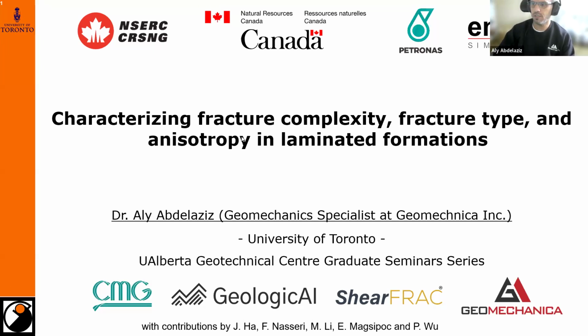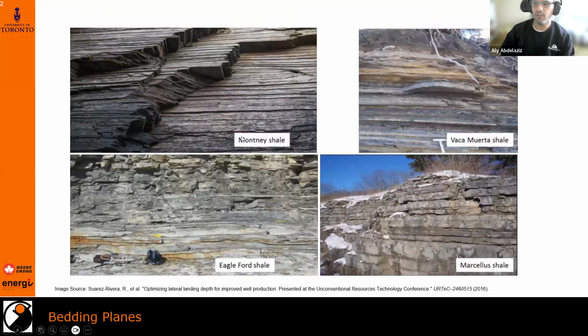And for this, what are laminated formations? These are just examples from all around the world. You have the Montney, the Vaca Muerta, the Eagle Ford, the Marcellus. What we notice in all of them instantly is the bedding planes or the discontinuities that are in them. So we need to understand this to feed our numerical models.